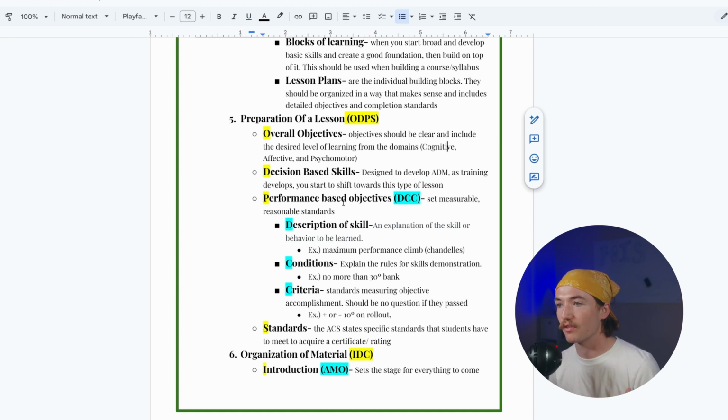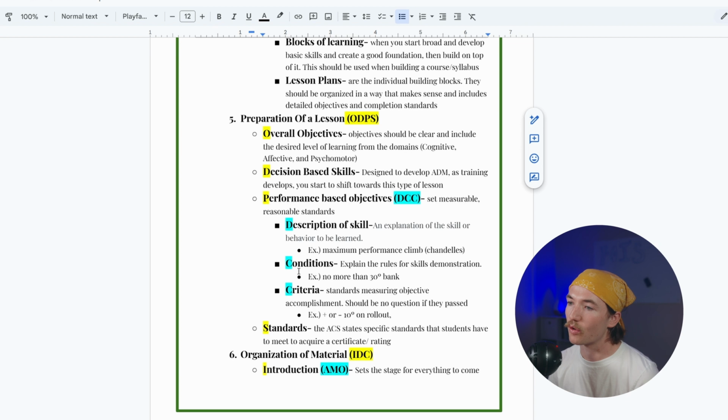Then we have P for performance-based objectives. DCC, this is an acronym within an acronym. So performance-based objectives is to set measurable and reasonable standards. This is a way to be able to do that. D is going to be description of skill, an explanation of the skill or behavior to be learned. So for example, we're trying to learn chandelles, which is a maximum performance climb.